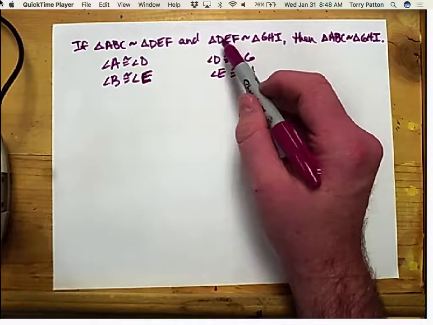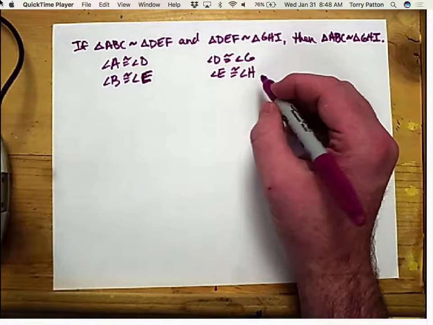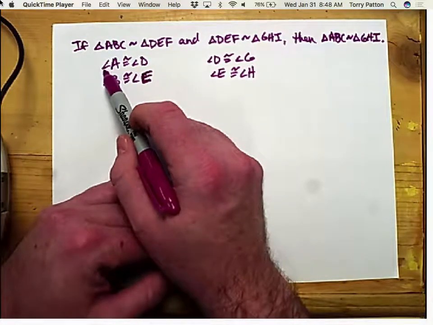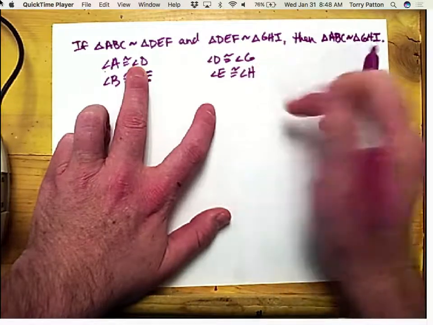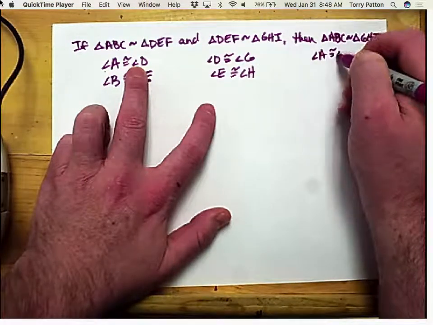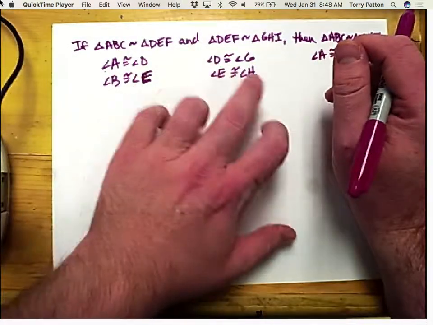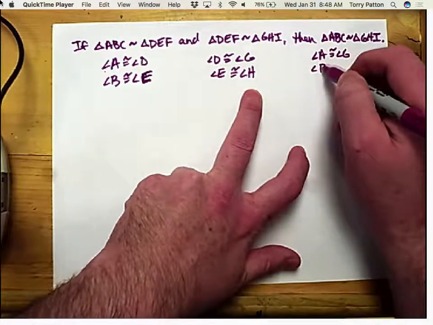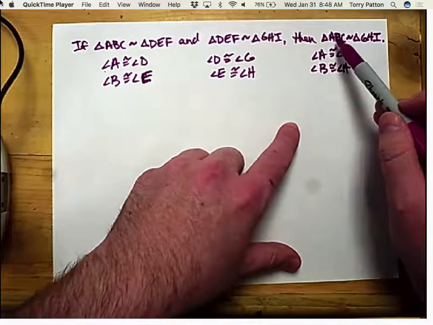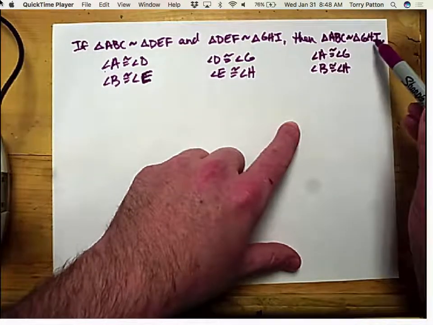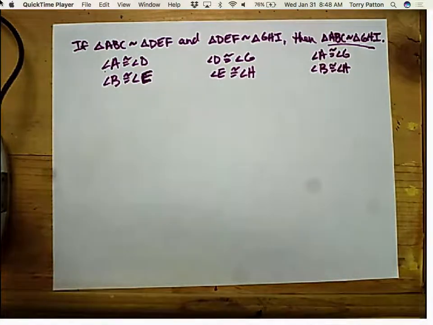Okay, here, D is congruent to G and E is congruent to H, because all angles of similar triangles are congruent, right? Well then, what do these two together mean? If A is congruent to D, but D is congruent to G, you can say that A is congruent to G. And that's the transitive property of congruence. Well, if B is congruent to E and E is congruent to H, you can say B is congruent to H. Okay? Well, if two angles of this triangle are congruent to two angles of the other triangle, by angle-angle similarity, those are similar.